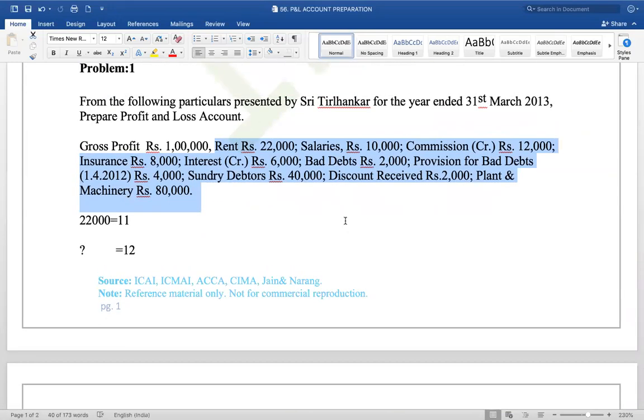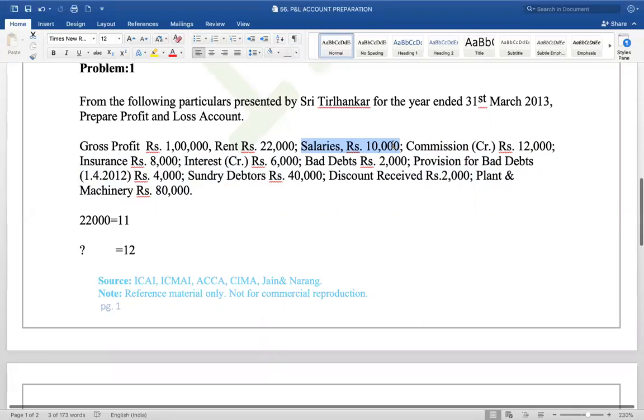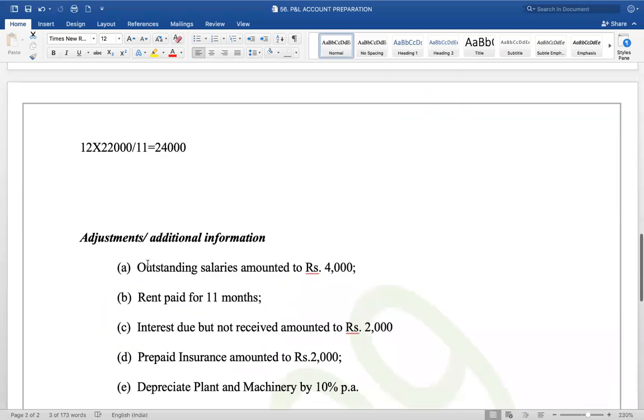Come to this trial balance. Now, this is the abstract of the trial balance. So these are all items from the trial balance. Outstanding salary. Okay, salaries. This is what information is given about salary. Salaries account shows 10,000. That is a summary of salary. But there's an adjustment. What is that? There's an outstanding salary of 4,000.